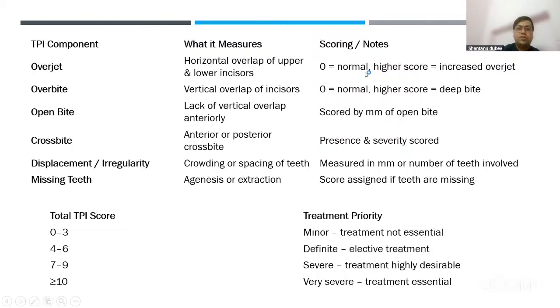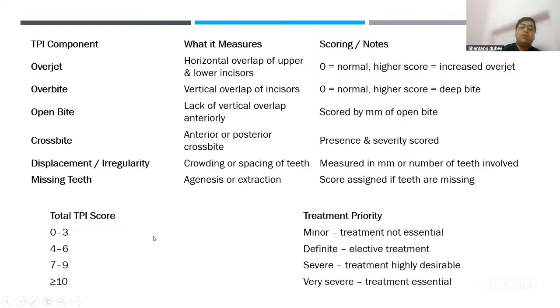So basically they are giving scores from 0, which is normal. So if the overjet is normal, then you give 0. If overbite is normal, you give 0. Higher score means there's deep bite. Open bite, score by the millimeters of open bite. If there is 1 mm of open bite, it isn't normal. So you understand, even if there is 1 mm of open bite, then you have to give 1. If 2 mm of open bite, then 2. Similarly, cross bite again, presence and severity is scored. If it is present, then you give a score and then severity. So similarly, you keep on giving scores. Basically, displacement is also measured in millimeters and the number of teeth involved, and that is how you score it.